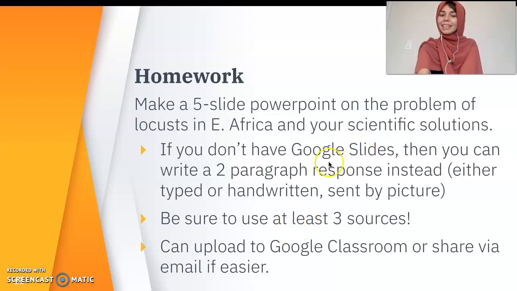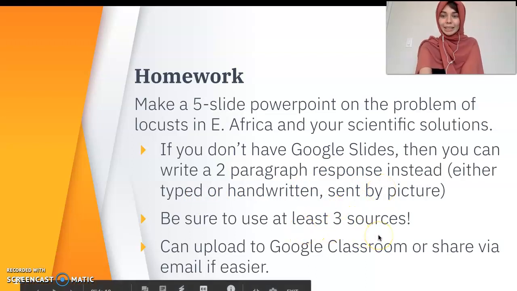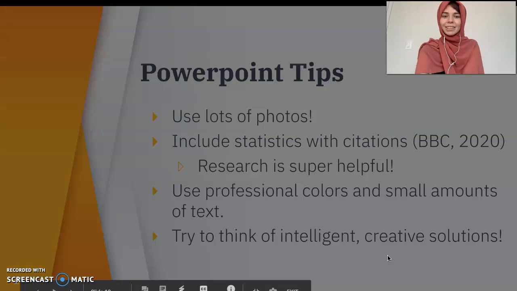If you don't have Google Slides, then you can write a 2-paragraph response instead. So I want a very good 2-paragraph response. There better be at least like 5 sentences per paragraph minimum. And you can either type it or you can handwrite it and send it by picture if I can read it, okay? Be sure to use at least 3 sources, so at least 3 research websites, and you can either upload to Google Classroom or share via email if easier.